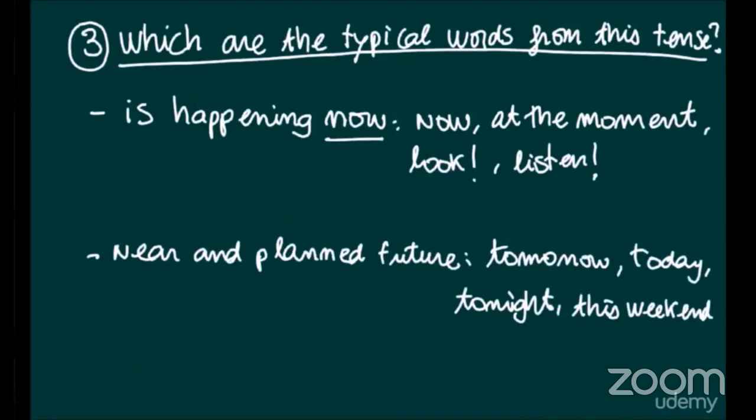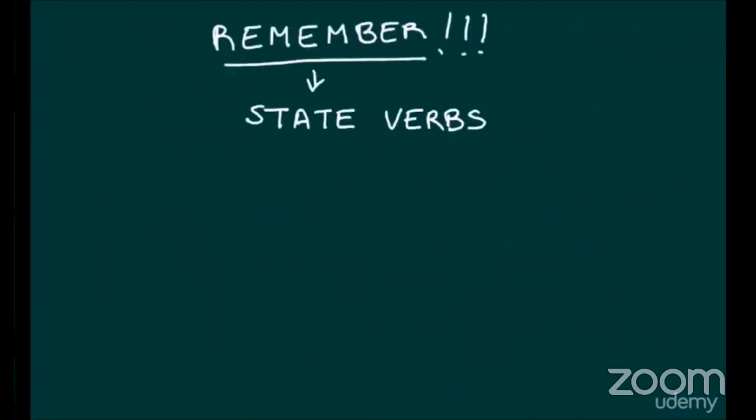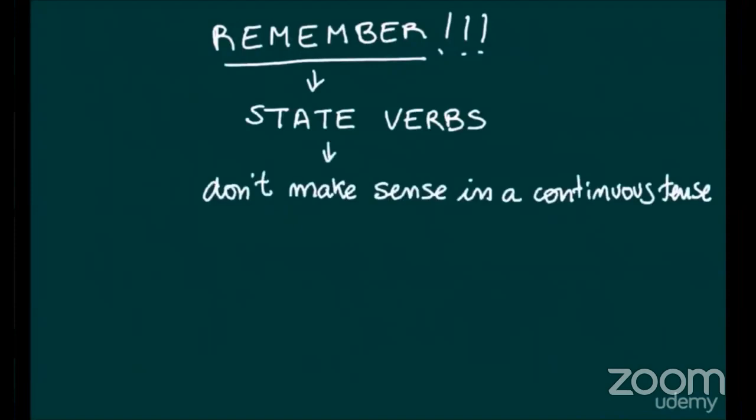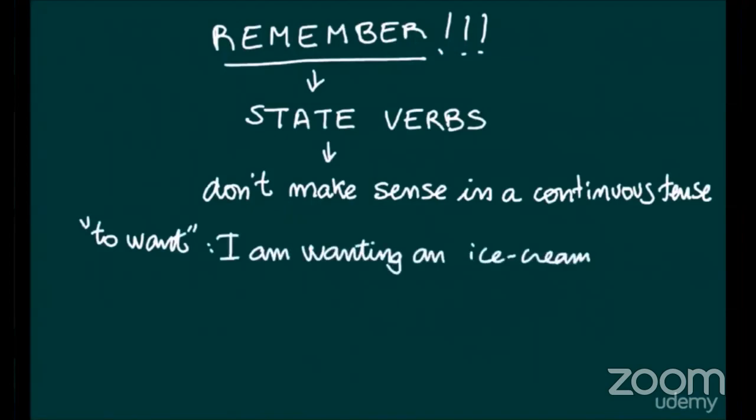Another important thing to remember are the state verbs. There are some verbs that don't make sense in a continuous tense. For example, the verb to want. We don't say, I am wanting an ice cream right now. We say, I want an ice cream right now. So the action can happen now, but we don't use this verb in a continuous form. Here is a list of verbs that are not normally used in the continuous form.